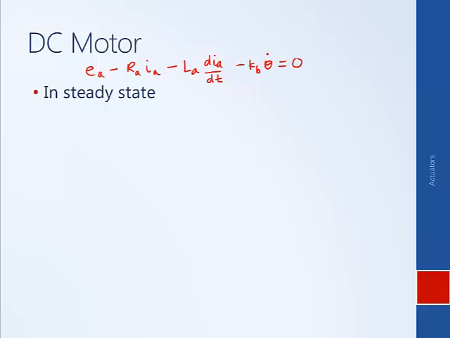And so think about how this might change once we're in steady state. So you can imagine that the motor is just sitting there. We apply a voltage to it. The current through the motor changes. The speed of the motor changes. And eventually it reaches some steady state speed. So once it reaches that steady state speed, how does this equation change?